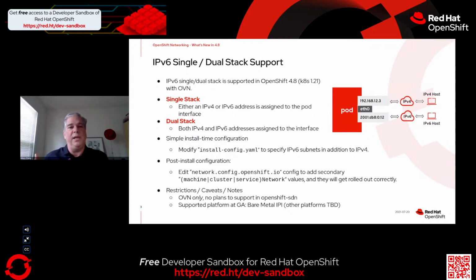You simply edit the network config resources to add secondary. You're going to need machine network, cluster network, and service network values, and then those will get rolled out by the cluster operator correctly. So it's pretty straightforward to do. Common question I get is, what about other platforms?